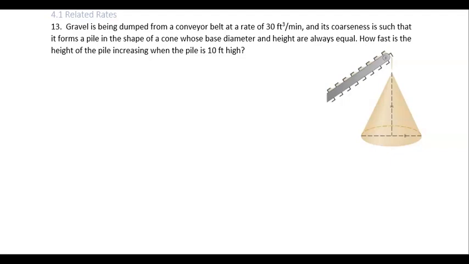All right, picture over here. So let's see what we can do. Starting it off, the gravel is being dumped from a conveyor belt at a rate of 30 feet cubed per minute. That's the change in the volume, because it's telling us the gravel is being dumped. You're adding volume to the pile at a rate of 30 feet cubed per minute. So that's the change in the volume.